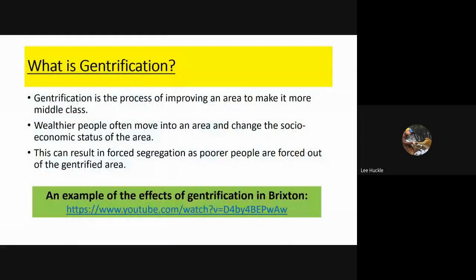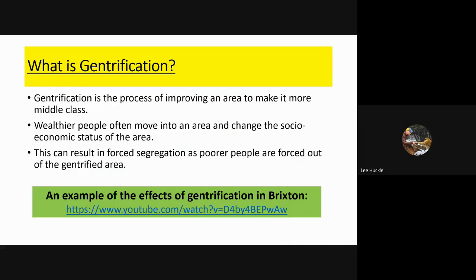Now, this could have been brought up a lot earlier, actually. This underlies probably the last 3 or 4 parts of inquiry question 3. It's a process, it's an effect, it's a cause, all rolled into one. Gentrification is the process of improving an area to make it more middle class. So it originates from the word gentry, where the richer parts of the community and nation move into an area to change it, which links into point 2. The wealthier people often move into an area and change the socio-economic status.